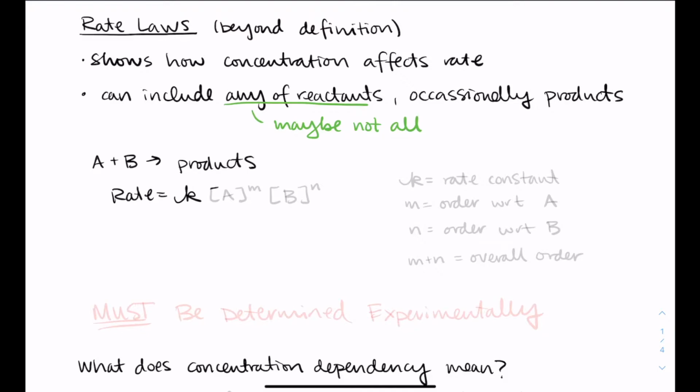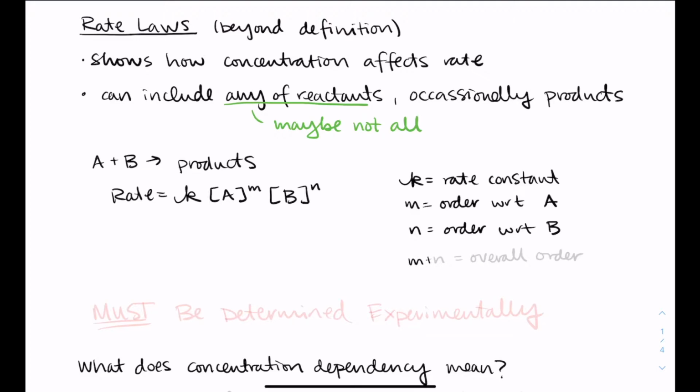K is the rate constant. Now, we're going to have to find that from the data, but it is a constant that depends on how that reaction is running under what conditions at that moment. And then m is the order with respect to A, and n is the order with respect to B, and m and n are not the coefficients in front of A and B in the reaction.